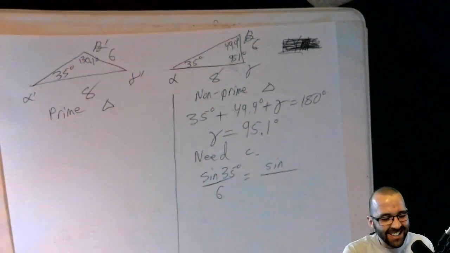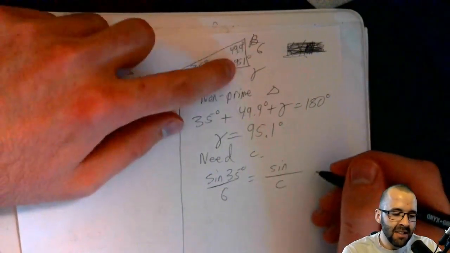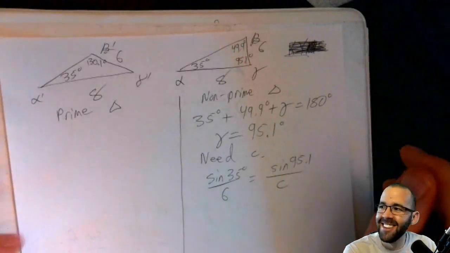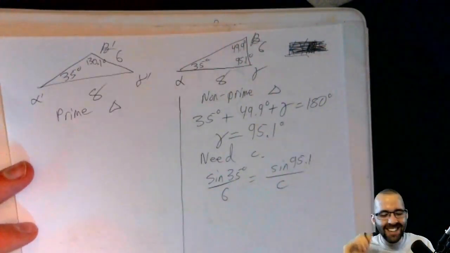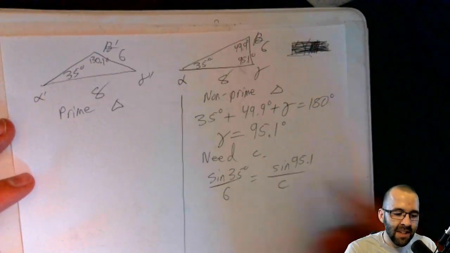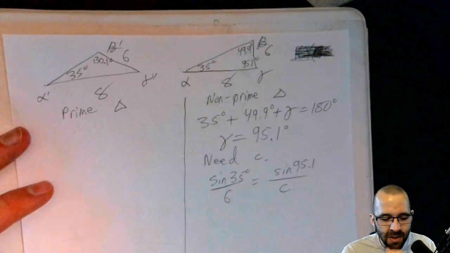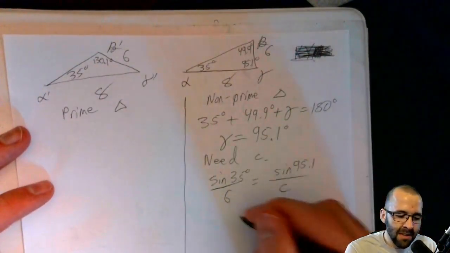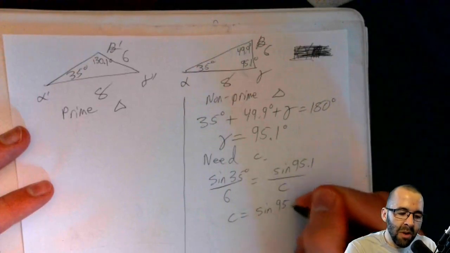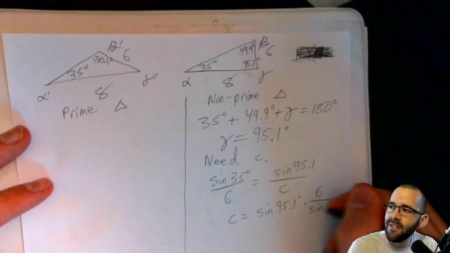All right, so we need to find C. What's the opposite angle to C? Gamma, which is 95.1. And you just solve this. Again, you know how to solve these. Multiply both sides by C and then multiply by the reciprocal. I'm not going to waste time doing those steps. You're going to get that C is equal to the sine of 95.1 degrees times the reciprocal, 6 divided by the sine of 35 degrees.